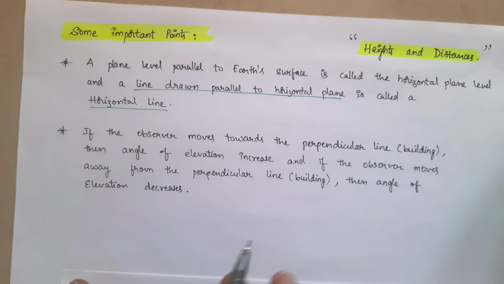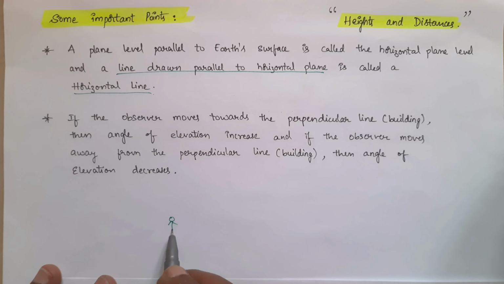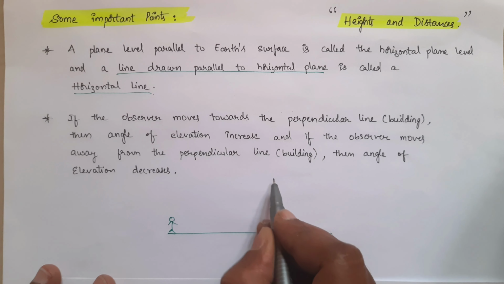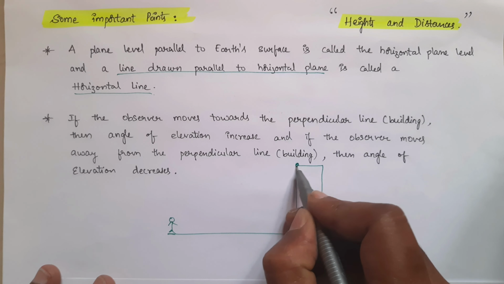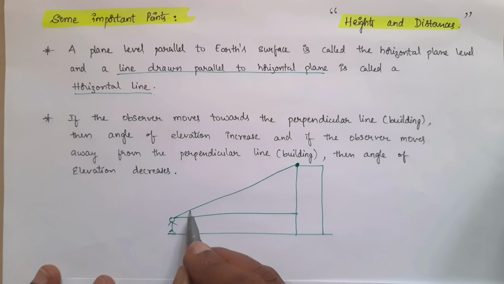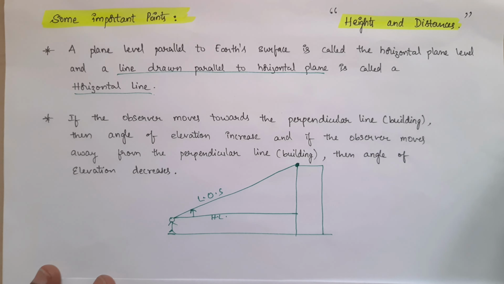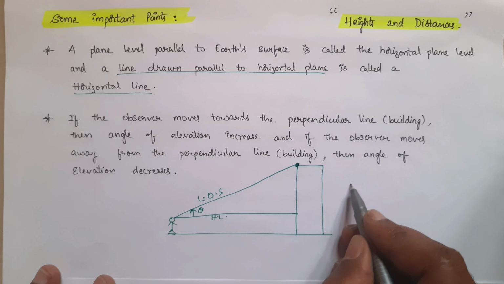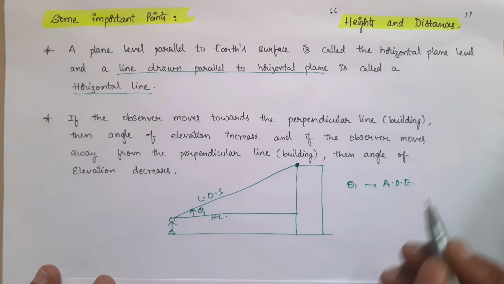Next point: if the observer moves towards the perpendicular line, nothing but the building, then the angle of elevation increases. Yes, very important point. See, for example, a person is on the ground, watching the top of this building. This is considered the line of sight and this is the horizontal line, right? And this theta is the angle of elevation. I will consider it as theta 1.